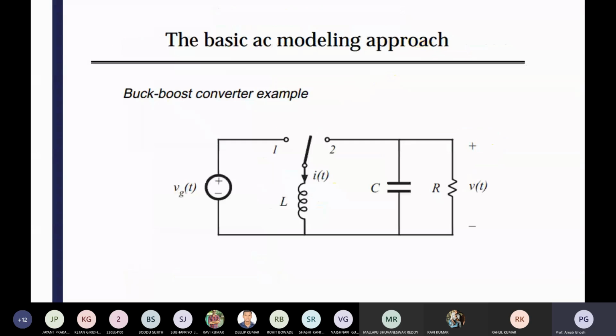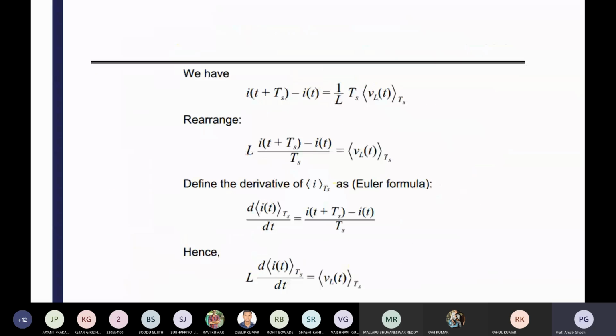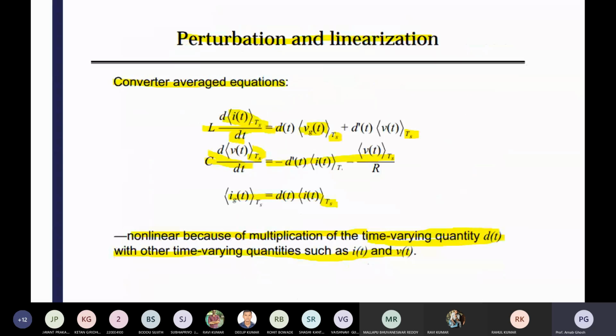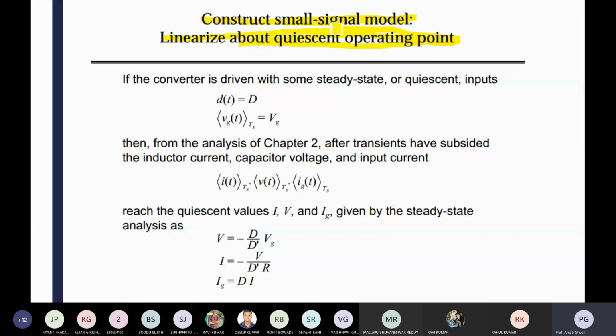So from here you can understand the quiescent point. I think that is given. So construction of a small signal model is linear around a quiescent operating point, so you have to find that point, and at that point you have to consider some steady state value, at that quiescent input. So your d of t, that instantaneous value, what is your fixed value? The steady state value is capital D, and vg average over the total time period Ts, so that is your capital VG. Capital value means it's your DC value.